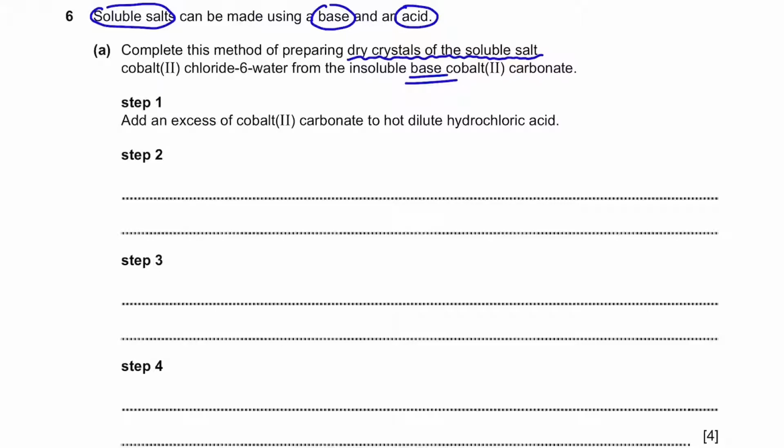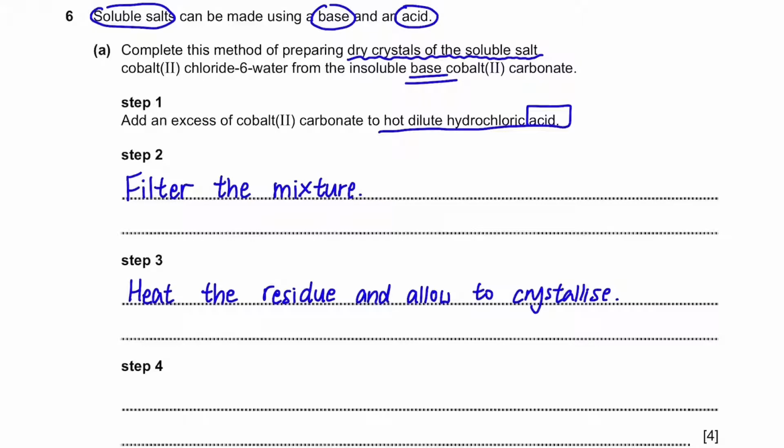Step 1. Add an excess of cobalt 2 carbonate to hot dilute hydrochloric acid, so the soluble salt will be made. For the next step, we need to filter this mixture to obtain just the salt. Step 2. Filter the mixture. We have the salt, but it is not in the form of dry crystals, so we need to heat it and allow it to crystallize. Step 3. Heat the residue and allow to crystallize. Once it has crystallized, make sure it's dry. Step 4. Dry the crystals.